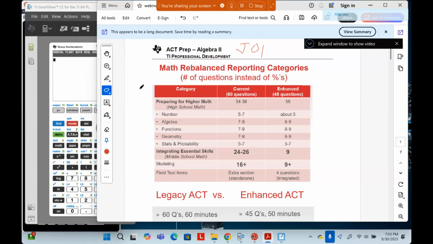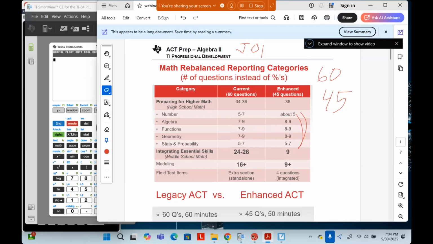We don't know what that means. We don't know what was on there. That hasn't been released yet that I know of. But this is some of the changes that we're seeing. The content itself is not changing so much as how many questions of each. You can see a lot of these categories have pretty similar amounts of questions on the old test and the new test, even though there were 60 questions and now there are only 45. So there are 15 fewer questions.